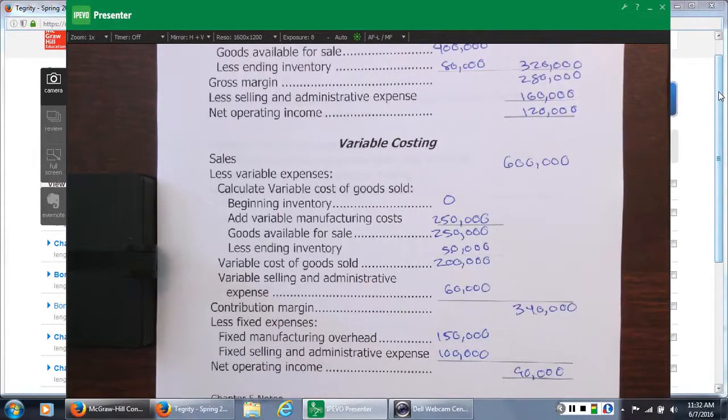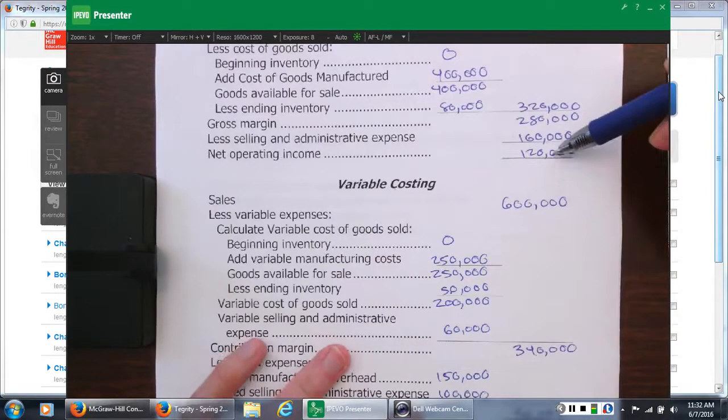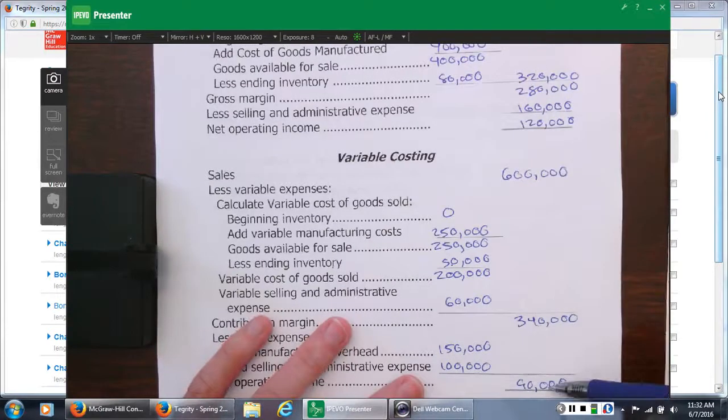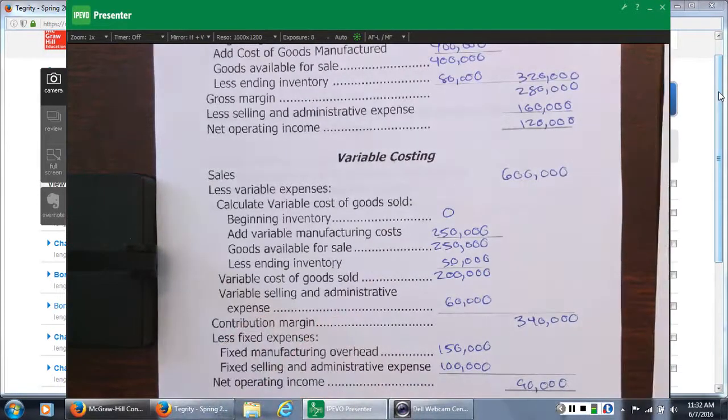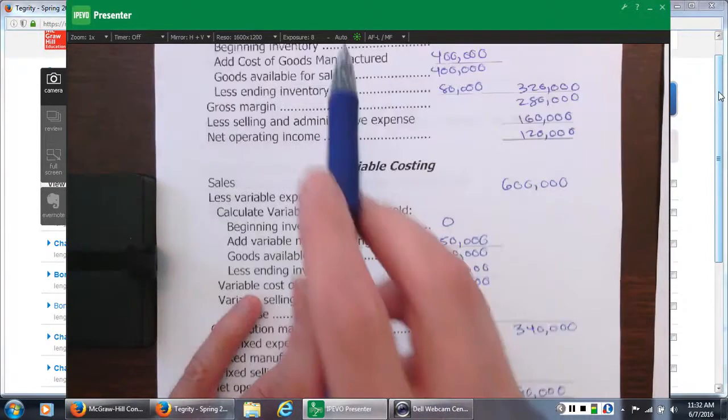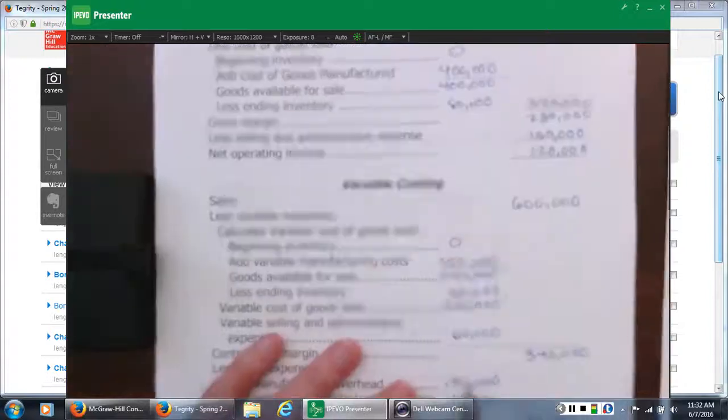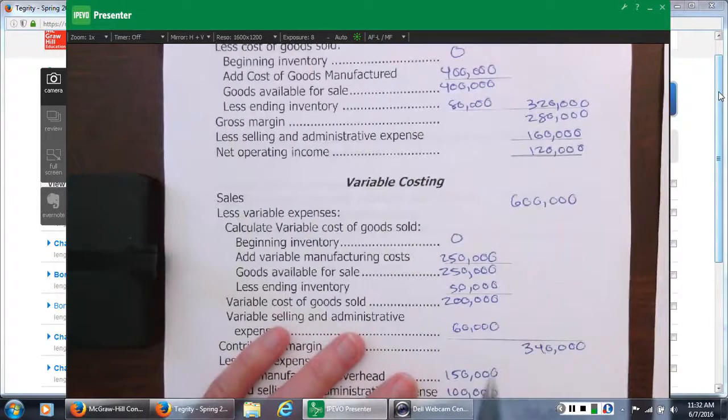All right, so now let's talk about what happened here. Why do we have a difference in income? Look at the income here for full costing. It's 120. Look at the income here under variable costing. It's 90,000. What's going on here? Well, there's a couple of ways to think about this. First is, look, fixed manufacturing overhead. This is treated as a period cost, which means this whole $150,000 comes out in year one, regardless. It comes out in that accounting period, regardless of when we sell the goods.